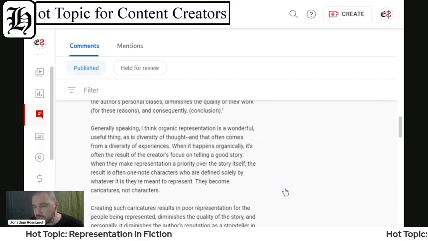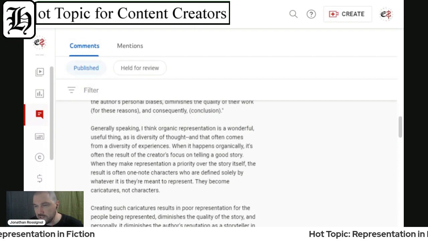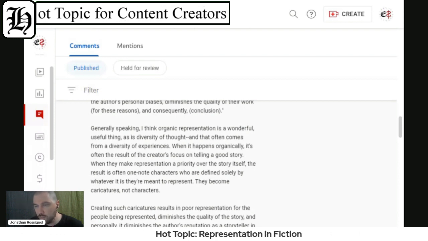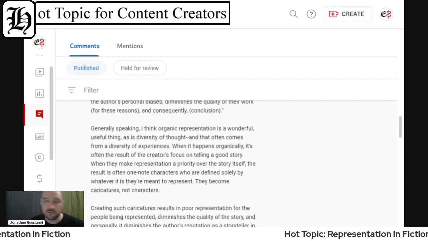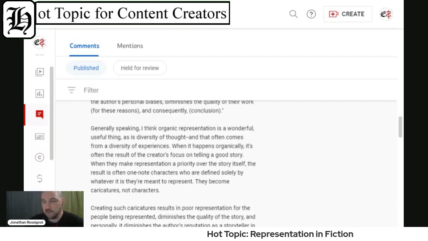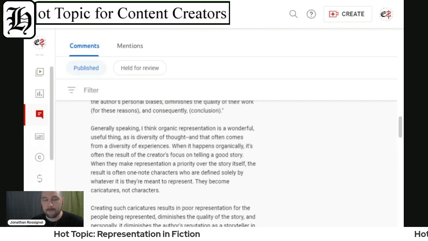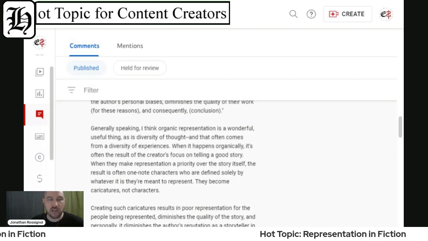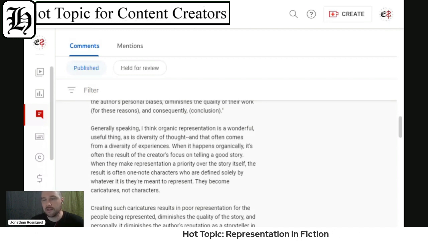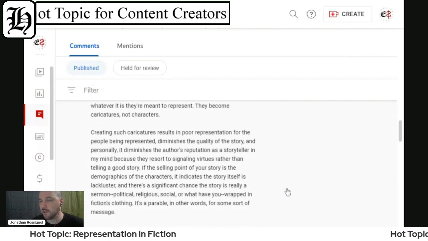When they make representation a priority over the story itself, the result is often one-note characters who are defined solely by whatever it is they're meant to represent. Exactly. They become caricatures, not characters. But a caricature is a character, though. If a character is a caricature, in other words, they're just representing a stereotype or a cliche or a trope or something like that, there's nothing wrong with that. It's just understanding they are a caricature.